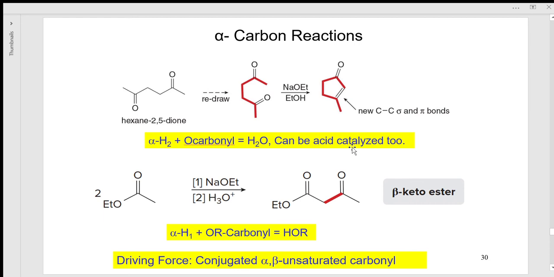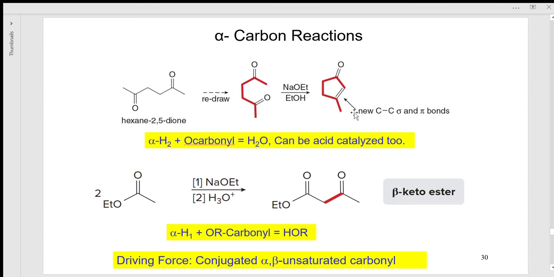This is one of the alpha carbon reactions. This is actually the condensation reactions we learned in chapter 22. This is an intramolecular condensation reaction. So I hope you know the full mechanism of this reaction.